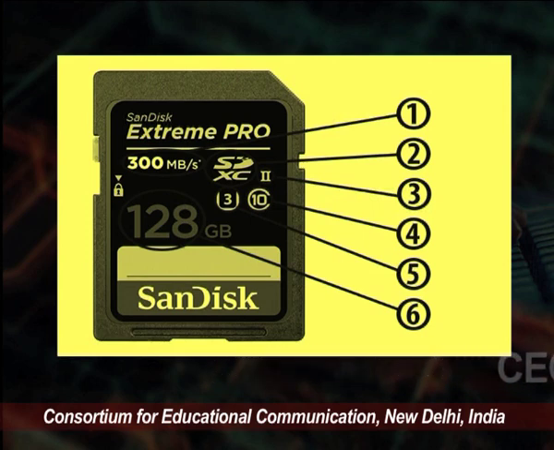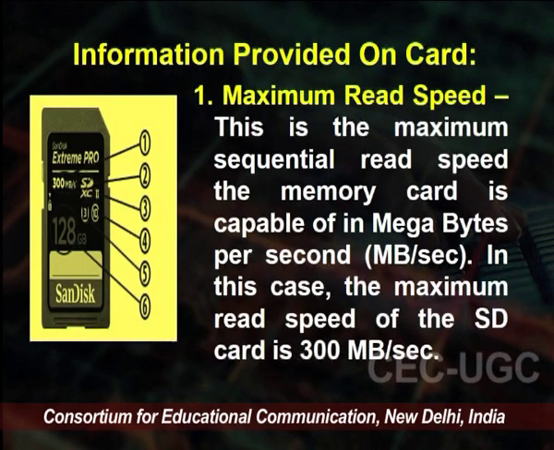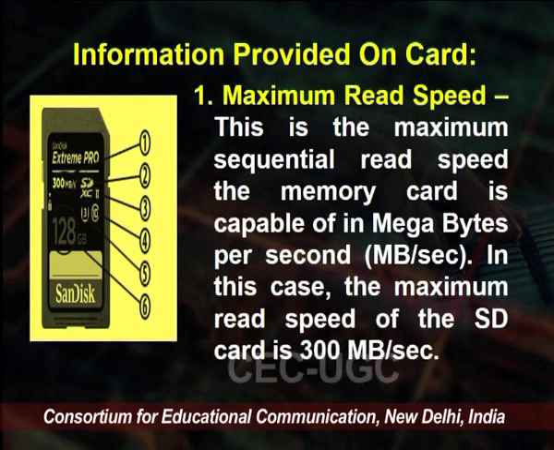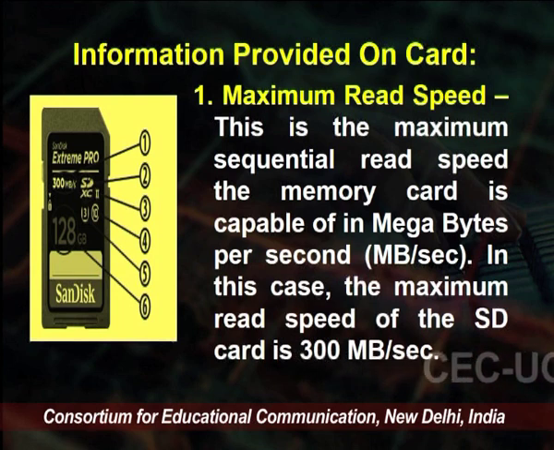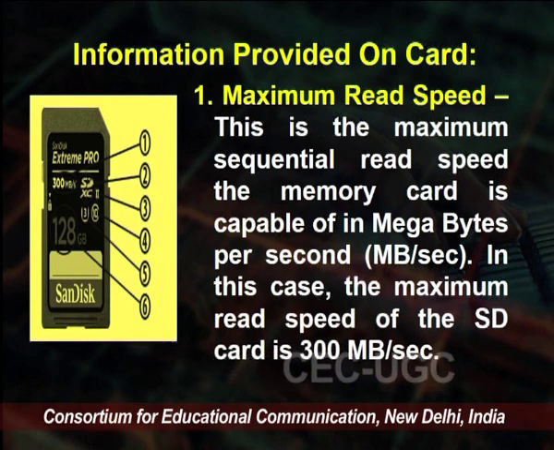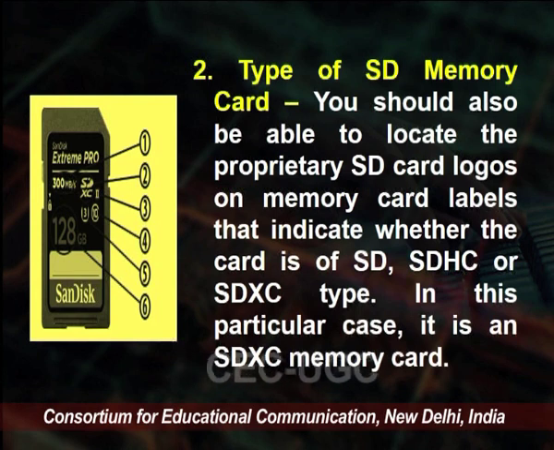It has 6 notations on its card, which are 1, 2, 3, 4, 5, 6. So what is this one? This is the maximum read speed, and this is the maximum sequential read speed the memory card is capable of in megabytes per second. So we can say it has this much, 300 megabytes or 200 megabytes, sequential read speed, and in this case the maximum read speed of the SD card is 300 megabytes per second. Another is the type of the SD memory card.